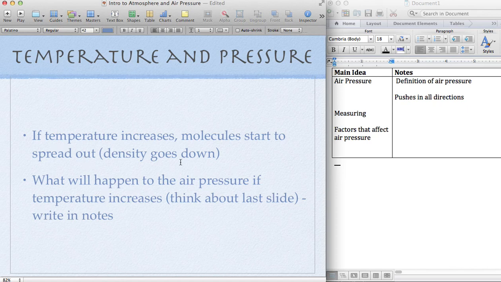So, given that if temperature increases, molecules spread out and density goes down, what happens to the air pressure if temperature increases? This will be important for some of our labs in class tomorrow.